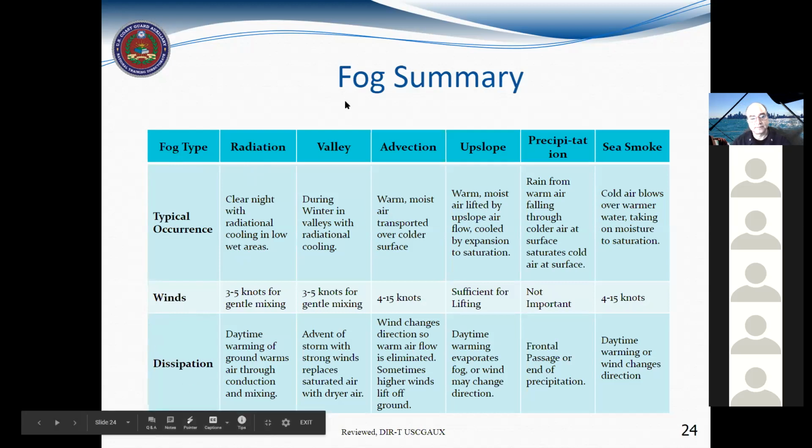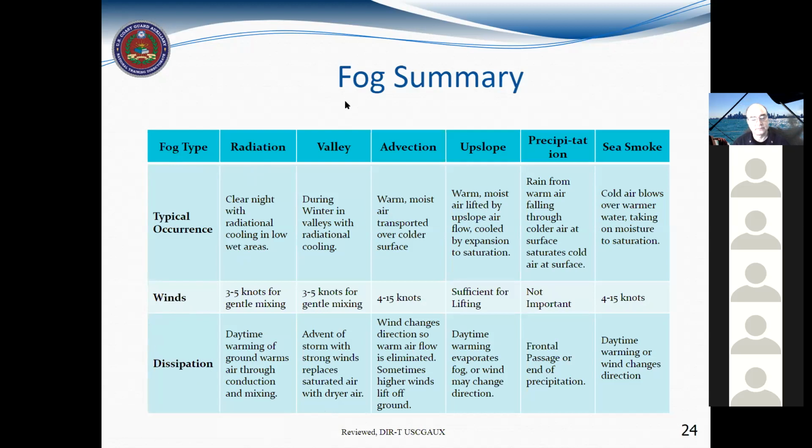Okay. Clear night with radiational cooling in low wet areas. Typical winds 3 to 5 knots for gentle mixing. Dissipation, daytime warming of ground warms air through conduction and mixing. Good. That was radiation fog.